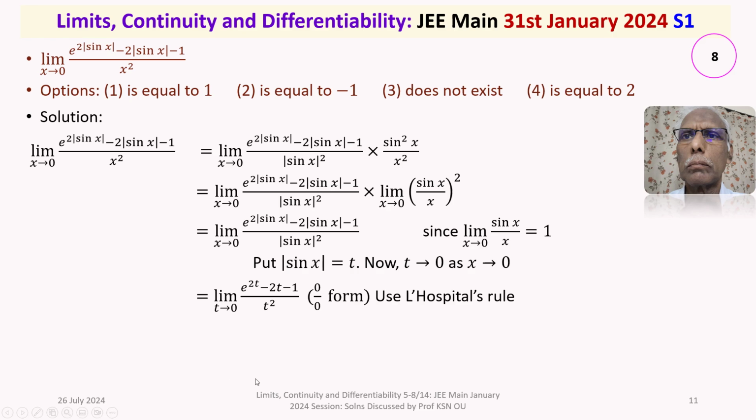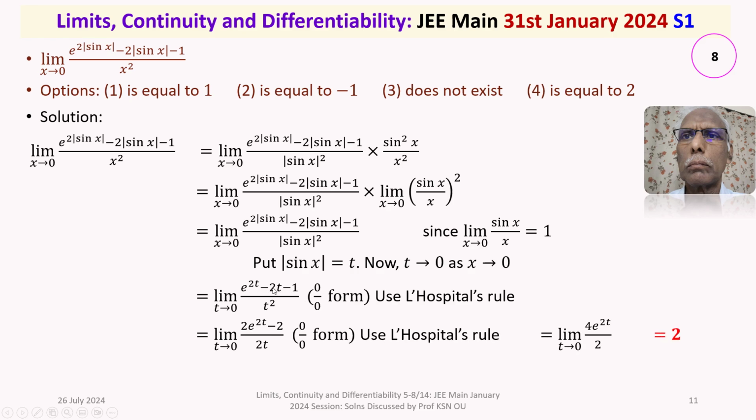To evaluate this one, we use L'Hopital's rule. That is, differentiate the numerator and differentiate the denominator, then take the limit. So the limit t tends to 0 of the derivative of the numerator is 2 e to the power of 2t minus 2 by 2t. Again, as t tends to 0, this takes the form of 0 by 0, which is an indeterminate form, and we use L'Hopital's rule to evaluate this one. So differentiate the numerator and differentiate the denominator and take the limit.